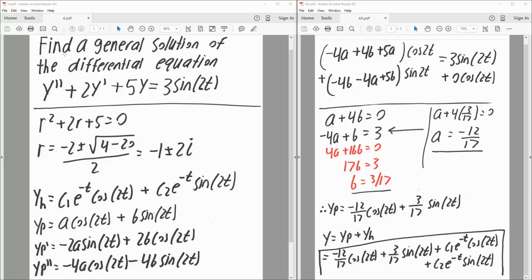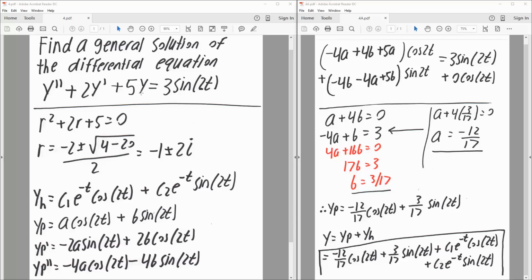Okay, in this video, we want to find a general solution for the differential equation y double prime plus 2y prime plus 5y is equal to 3 sine 2t. And if you notice, we have a non-homogeneous equation since this is not 0. And so we can solve this using the method of undetermined coefficients.